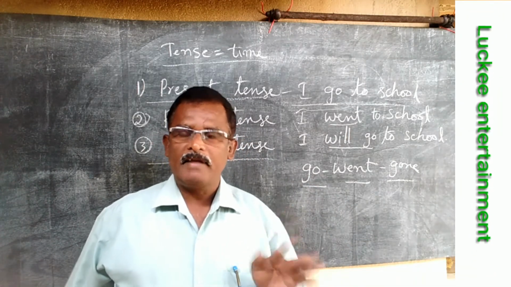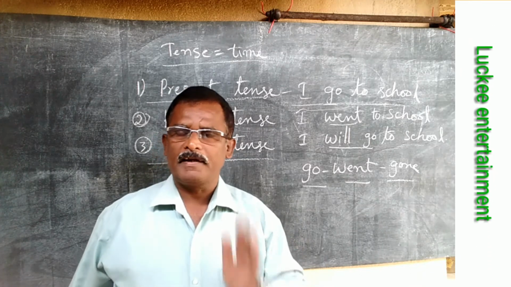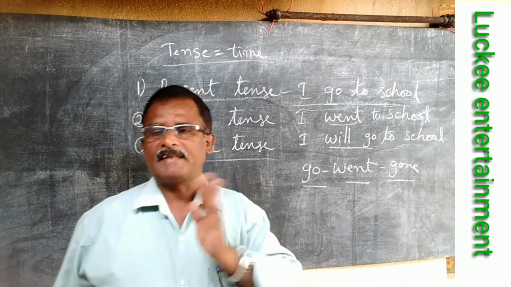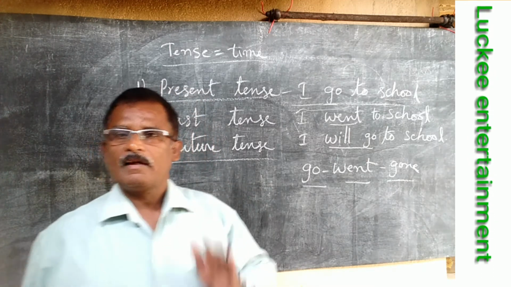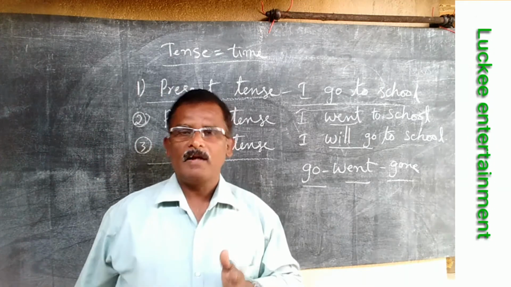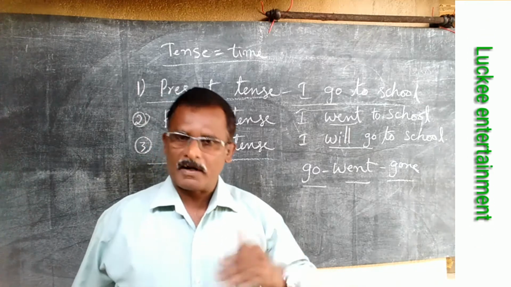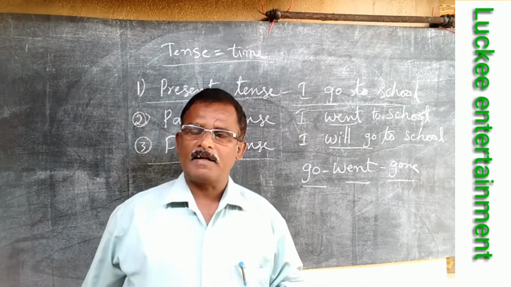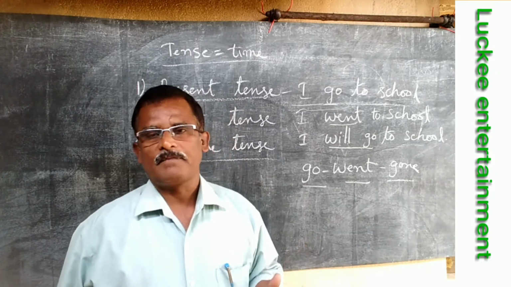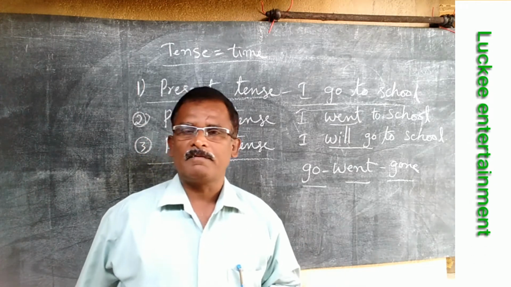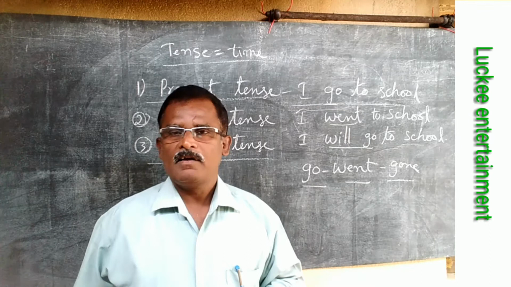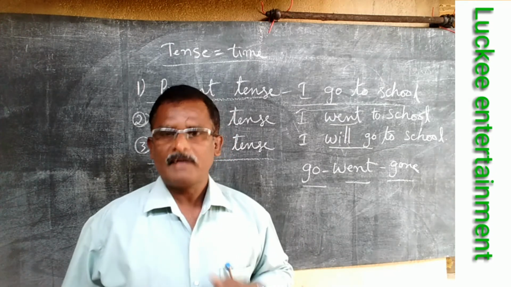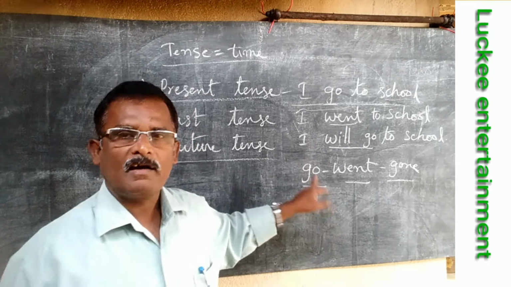For everybody to talk in English, one should know about the tenses. If we know the verb forms, it will be easy for all to understand and to talk also. If anybody talks, we can understand if we know the verb forms. If we don't know the verb forms, we cannot understand. Only if we understand, we can give a reply. That's why we have to learn verb forms.